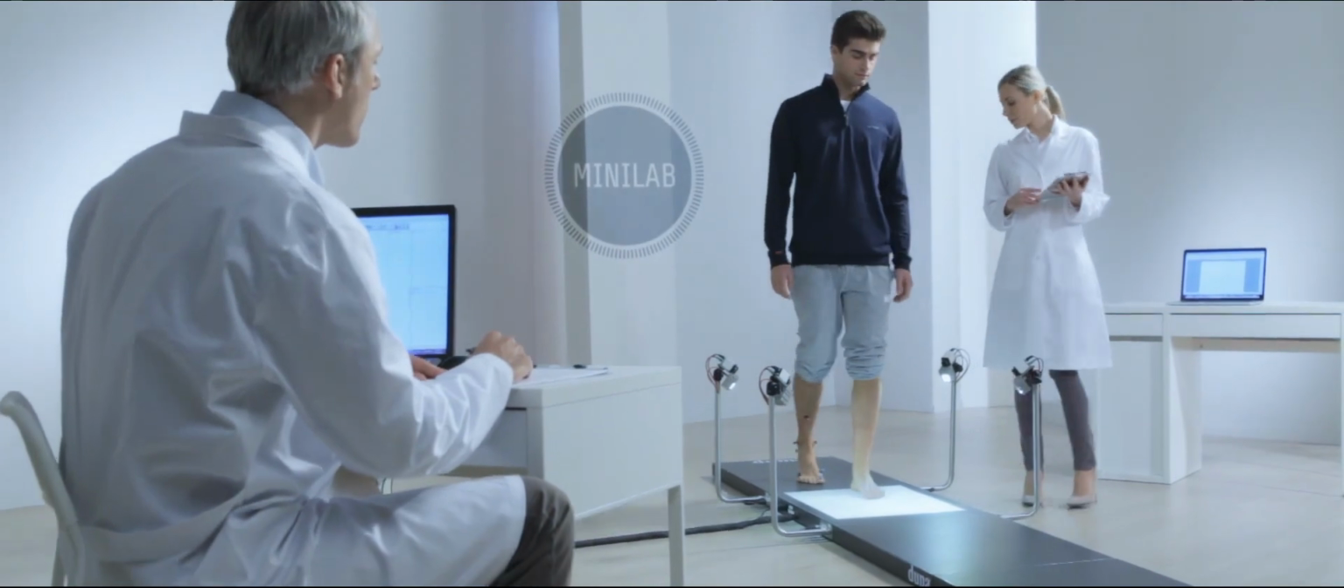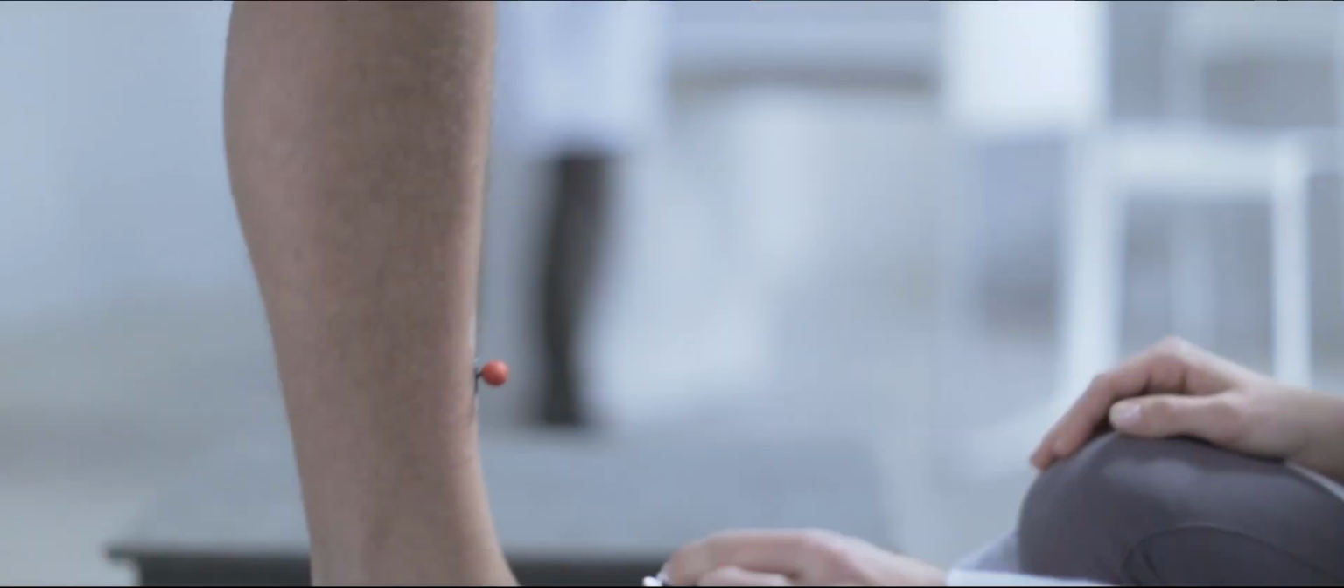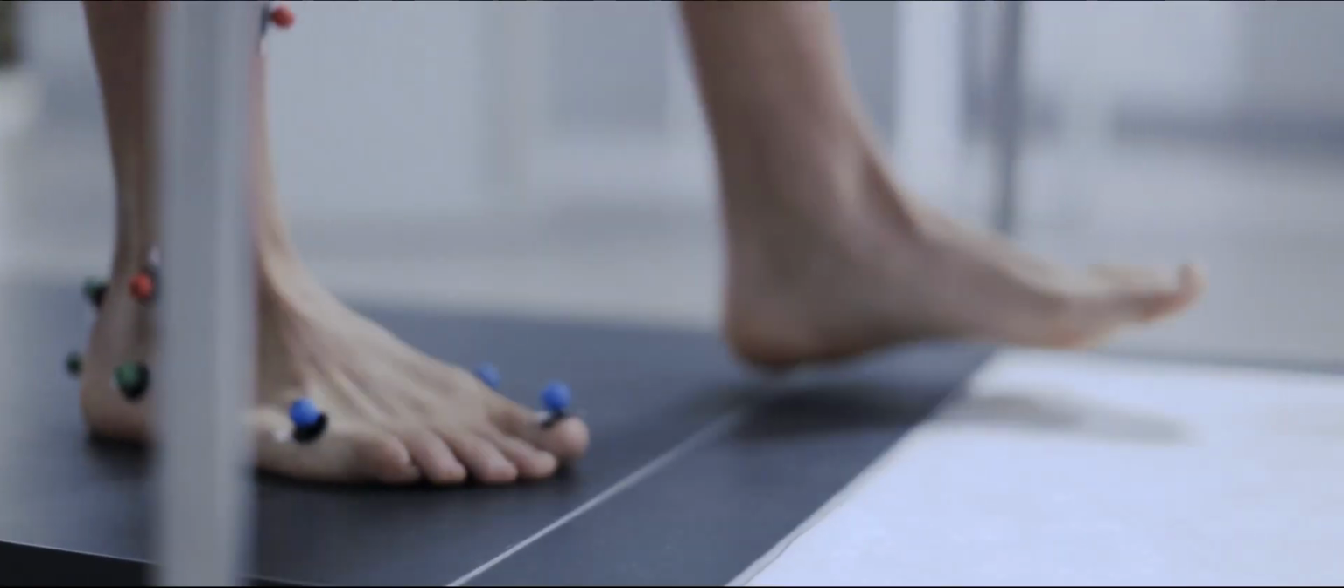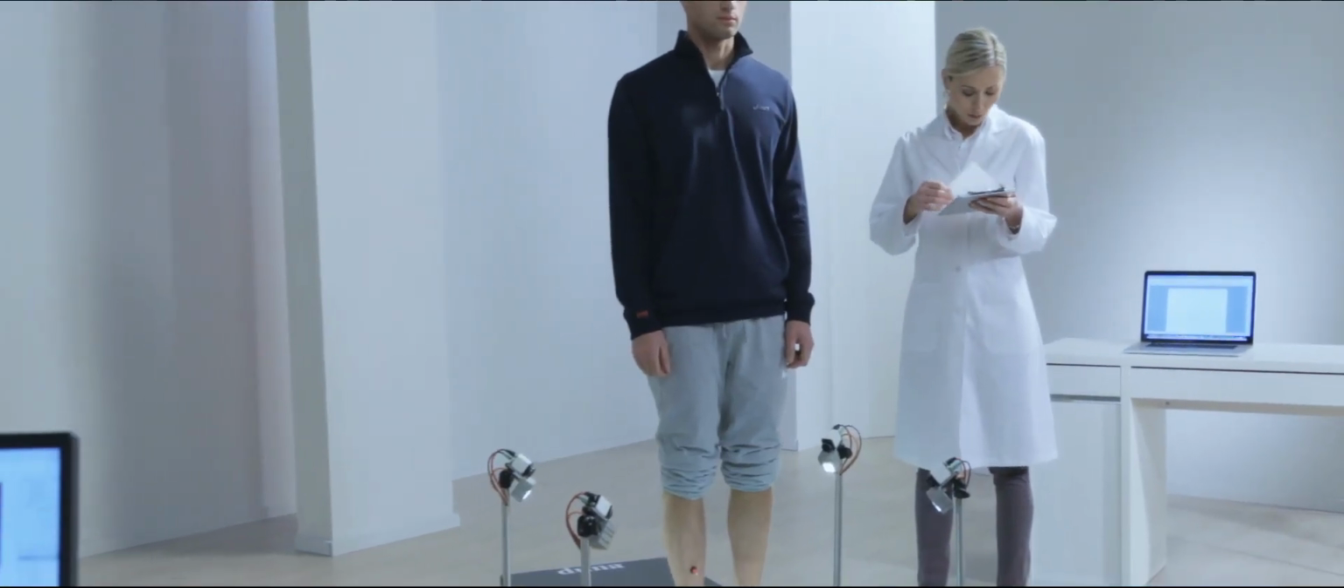The MiniLab is a portable gait analysis system. Equipped with 4 video cameras and a force platform, it provides kinematic analysis of the ankle and foot, producing useful data for diagnosis, for the shoe and insole prescriptions, and for an evaluation of their effectiveness.